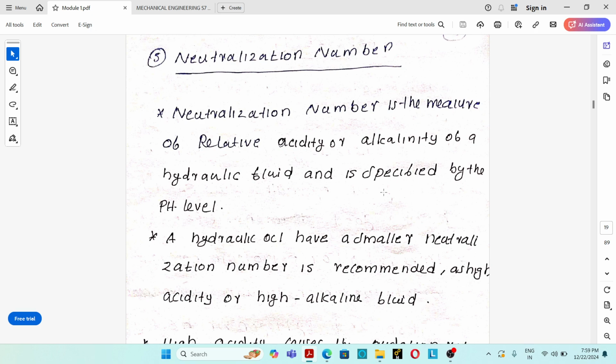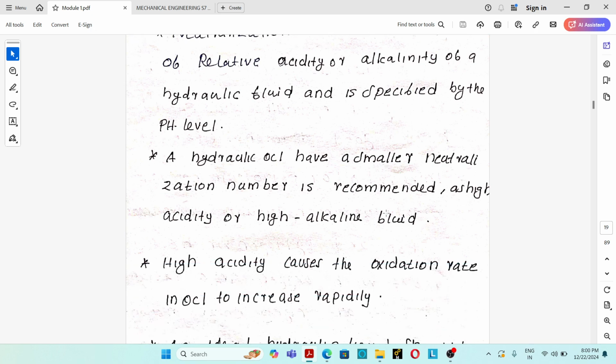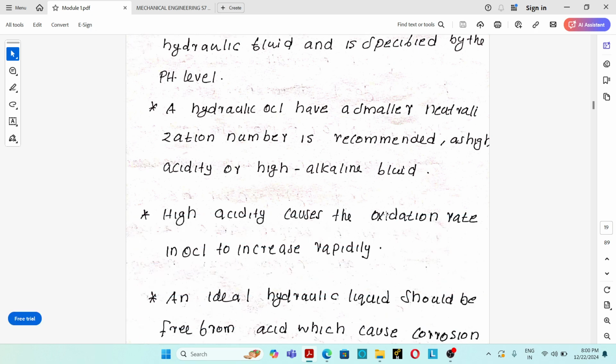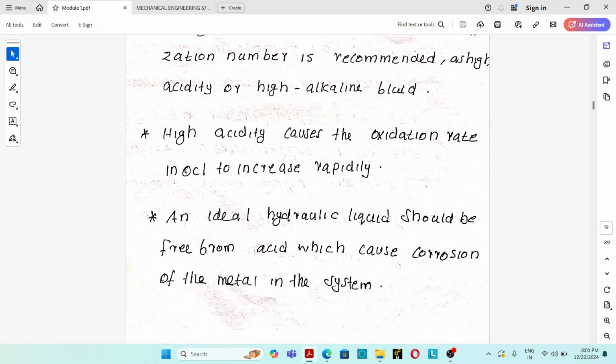So all hydraulic oils should have a small neutralization number. If the neutralization number is high, it means high acidity or high alkalinity fluids. High acidity always causes oxidation, increasing the oxidation rate, and it will increase the corrosion rate of metal parts. So neutralization number should always be kept low for a hydraulic oil. It will reduce the oxidation and reduce the corrosion of metal parts.